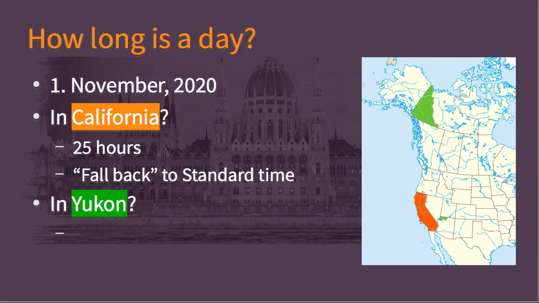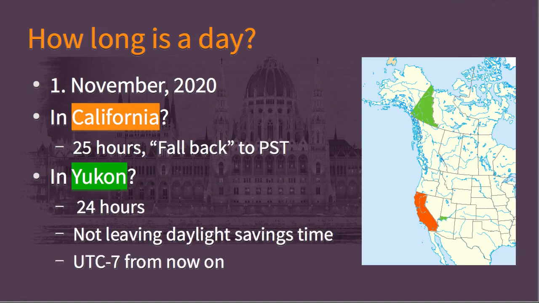What about in the Yukon? It's a bit north of California, and right now it's the same time zone, UTC minus 7 hours. How long will its day be on 1st of November? And the answer is it's going to be 24 hours, not 25 hours.